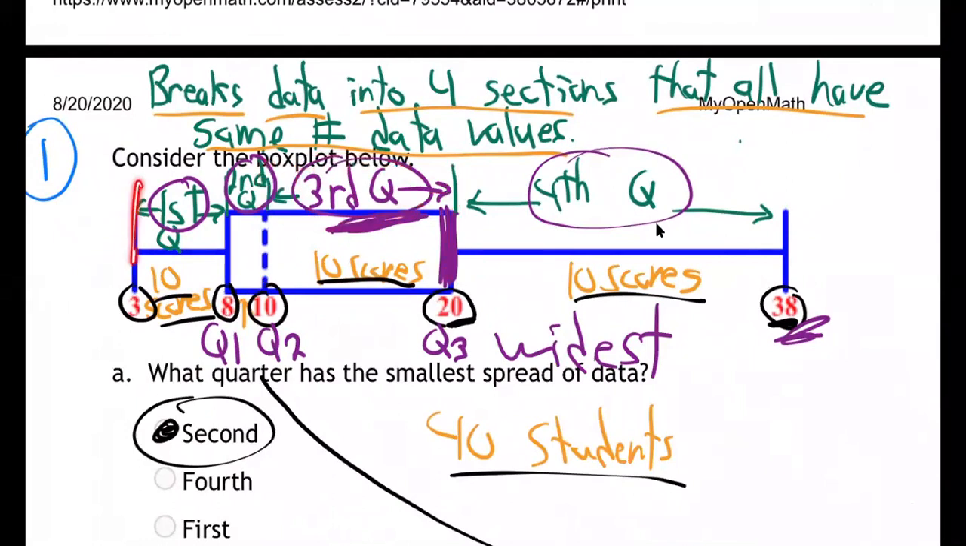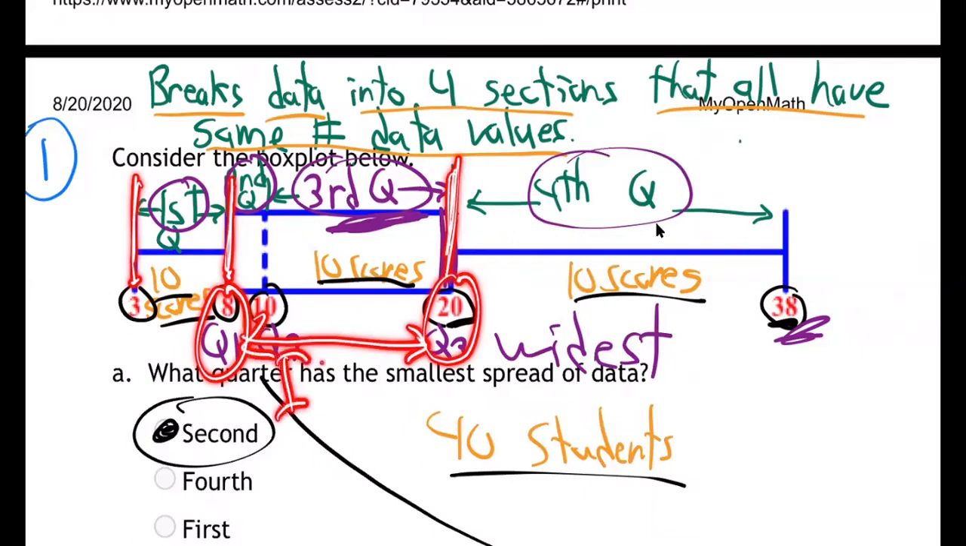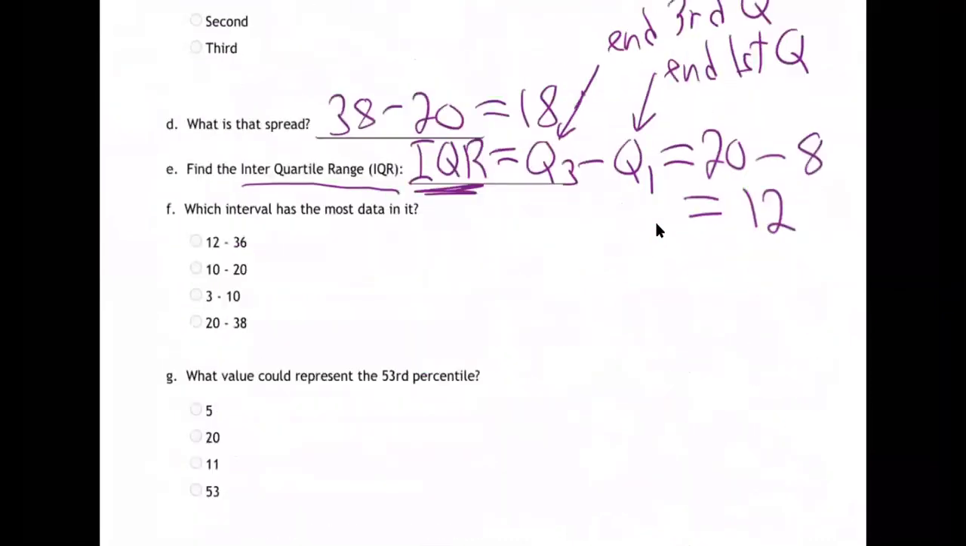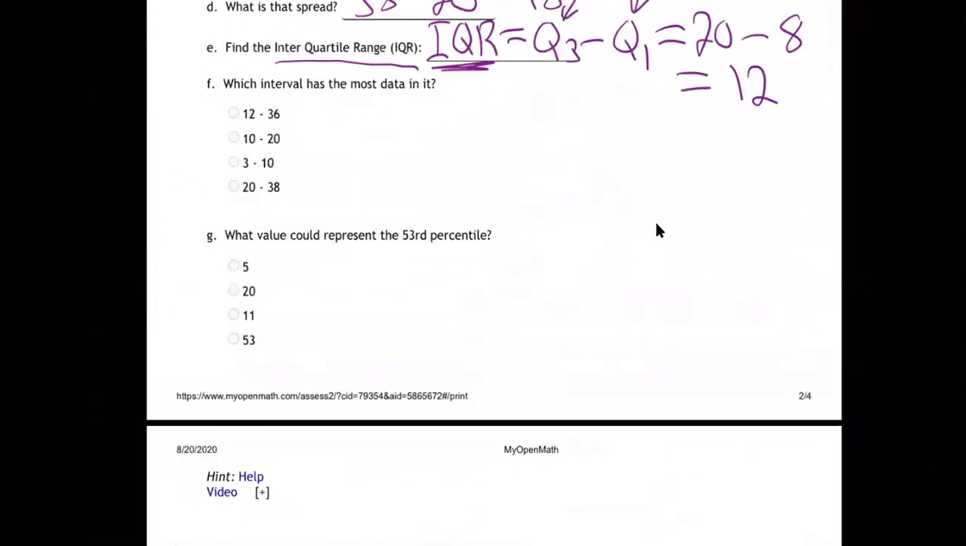And then Q1 back here is going from 3 to 8. So the end of Q1 is 8, and the end of Q3 is 20. So from 8 to 20, right there is the IQR, the interquartile range from Q1 to Q3, 8 to 20. Right there. Good. Now, there's a lot of parts to this one.